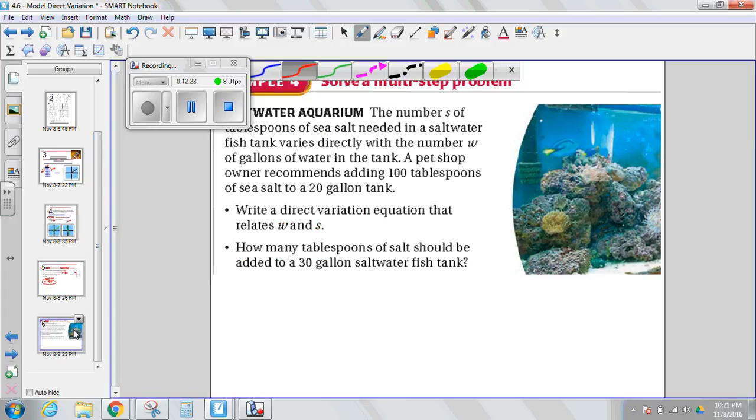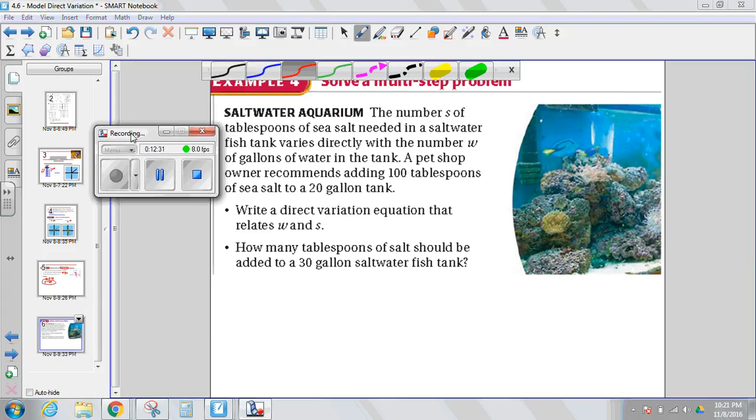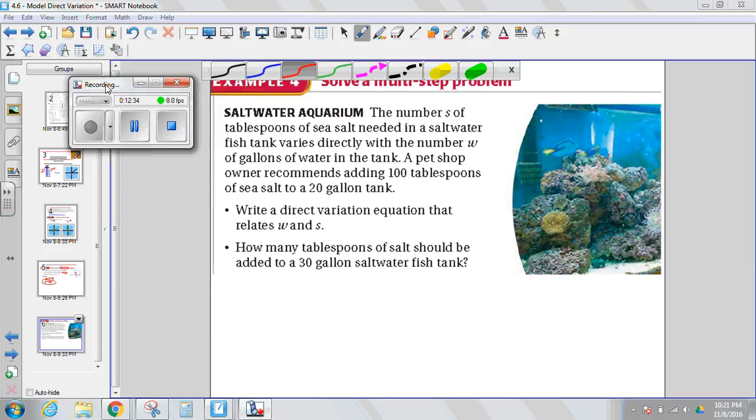All right, we're going to try one more. For this problem, we have a saltwater aquarium, and the number S of tablespoons of sea salt needed in a saltwater fish tank varies directly with the number W of gallons of water in the tank. So we're mixing salt and water to create the right mix in order to keep these saltwater fish alive. The pet shop owner recommends adding 100 tablespoons of sea salt to a 20-gallon tank. So we need to write a direct variation equation that relates W and S.